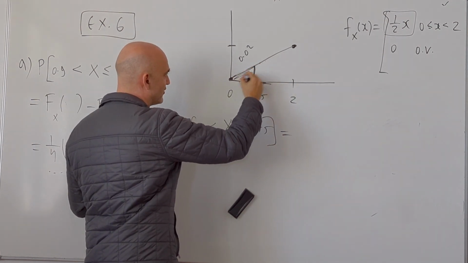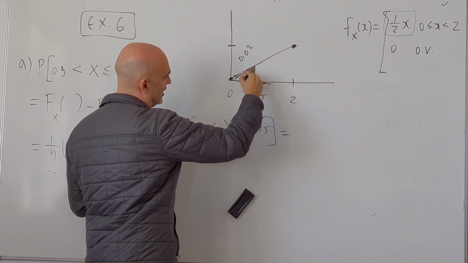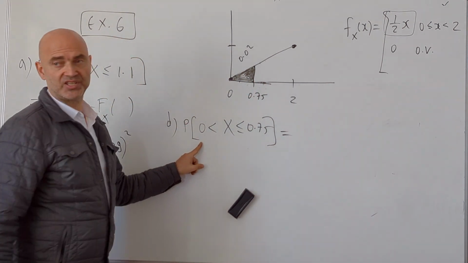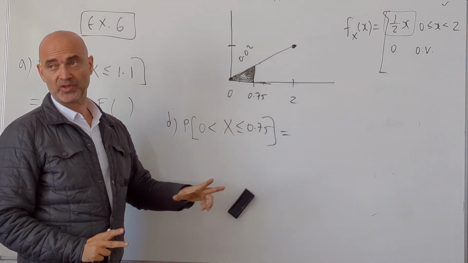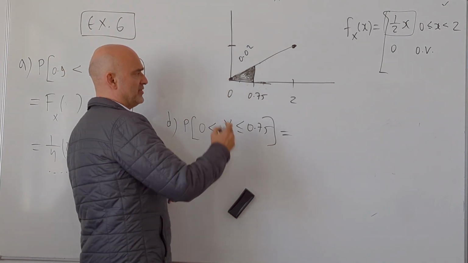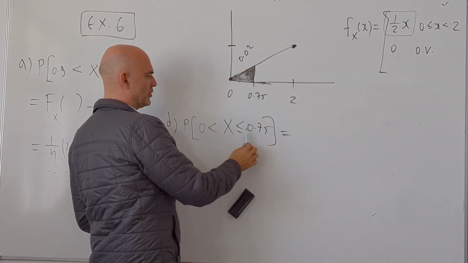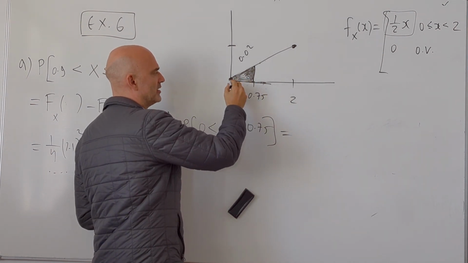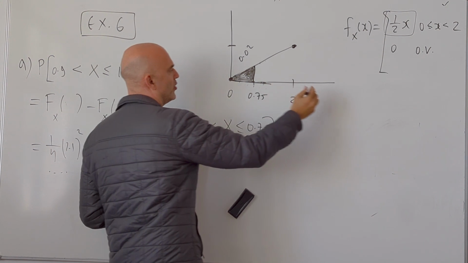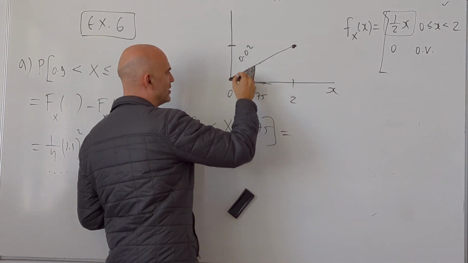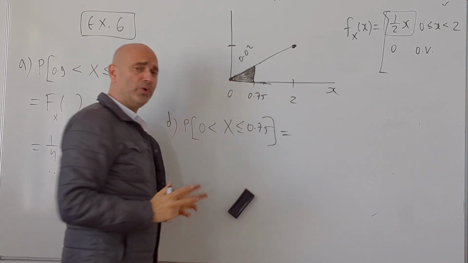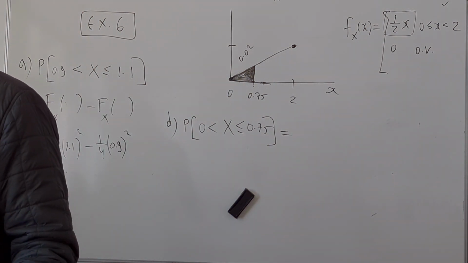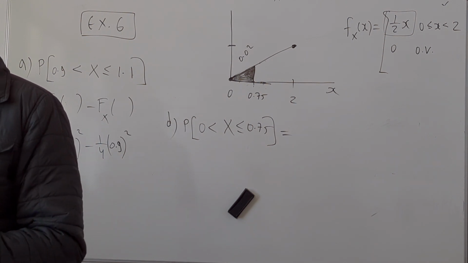So what we have here? Here we have a triangle. So this very small triangle, the area of the triangle, is equal to the probability. The probability between 0 and 0.75 is the area in the interval above the x-axis and below the graphic of the density. So we know very well how to calculate the area of a triangle: base times height divided by 2.